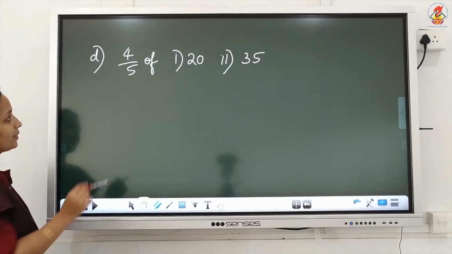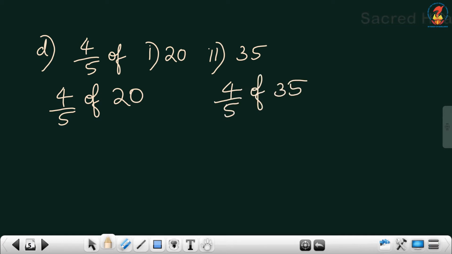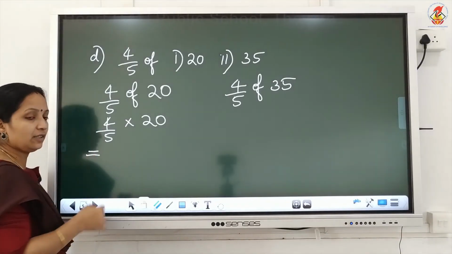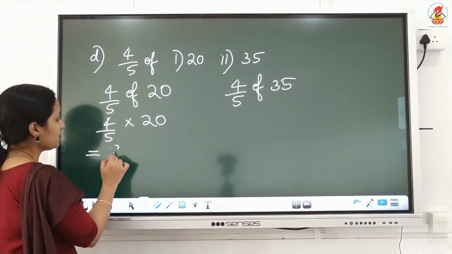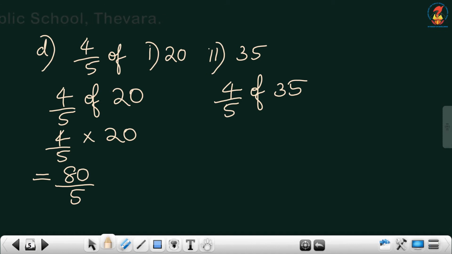Okay. The next question. 4 by 5 of 20 and we have to find 4 by 5 of 35. Okay. Then 4 by 5 into 20. Either you do the shortcut method or multiplication. Whatever it is, no problem. 20 into 4, what is the answer? 80. 80 divided by 5. 20 into 4 is 80. 80 divided by 5. What is the answer? Do the division.